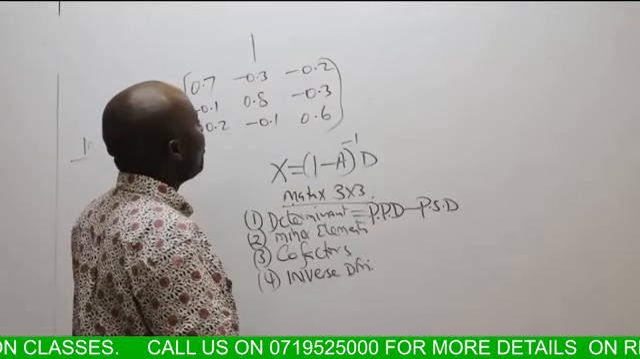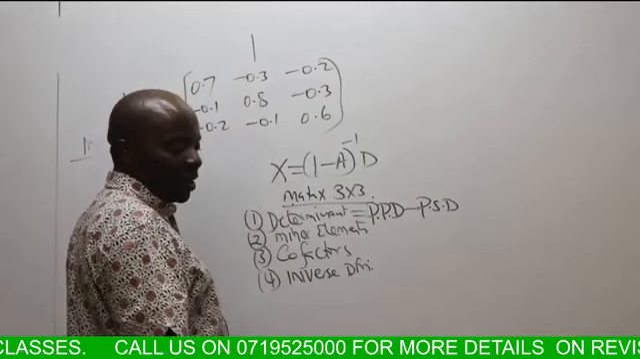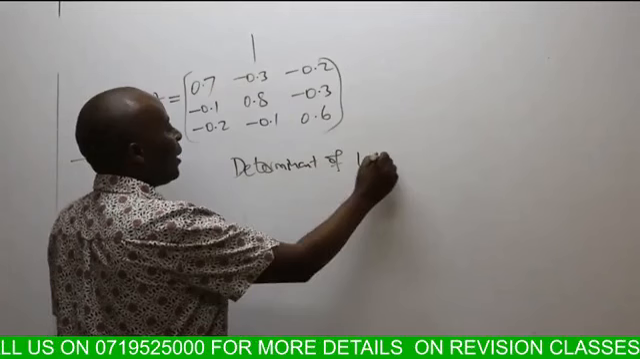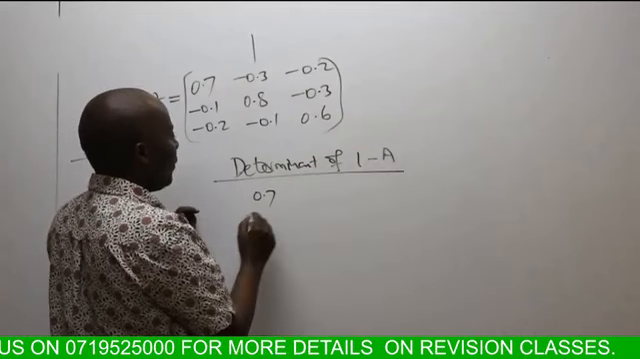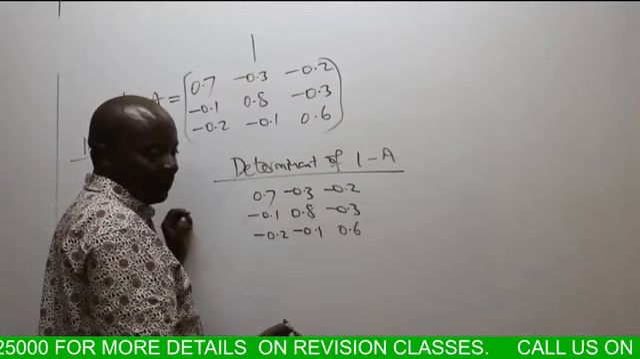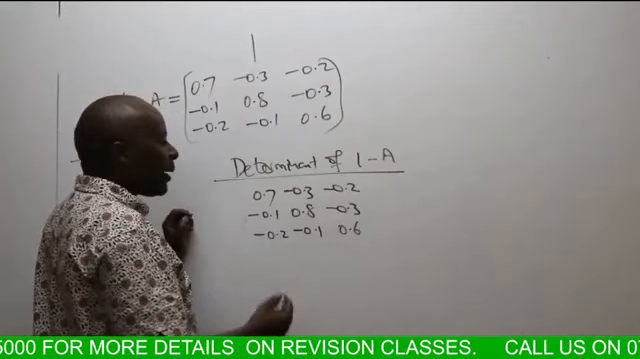So then I would want a good student to tell me the way forward, because I would really want to get the determinant of this. So to get the determinant of I minus A, this is what I will do. Determinant of I minus A is 0.7, minus 0.1, minus 0.2; minus 0.3, 0.8, minus 0.1; minus 0.2, minus 0.3, 0.6, like that.